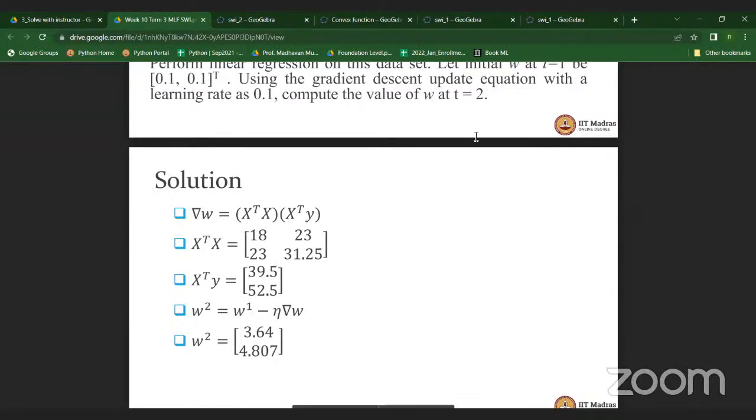Now we'll move on to the practice assignment. Okay, we'll solve some of the Lagrangian problems and then we'll close the session.